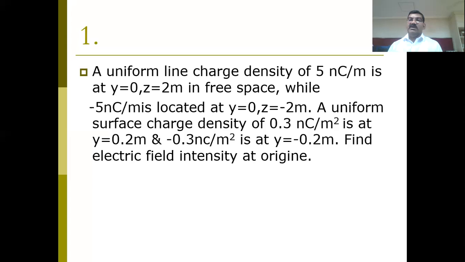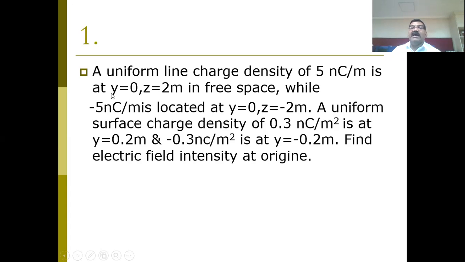So quickly, if anybody wants to comment on how we can solve this, just explain. It is very simple, nothing great. So here, what is given? The line charge. So very first, you have to plot the location of the line charges. You just plot these 2 line charges. Here one line charge is there, y equals 0 and z equals 2.